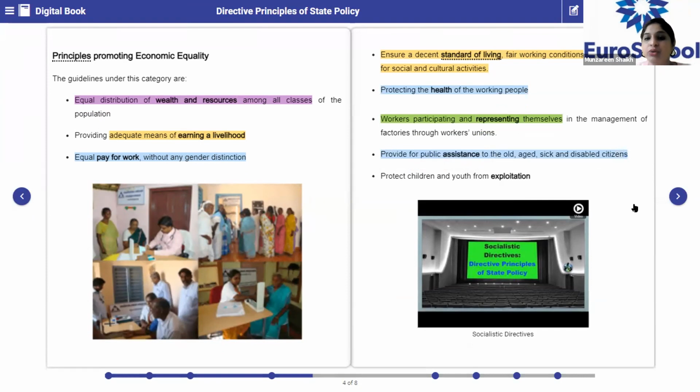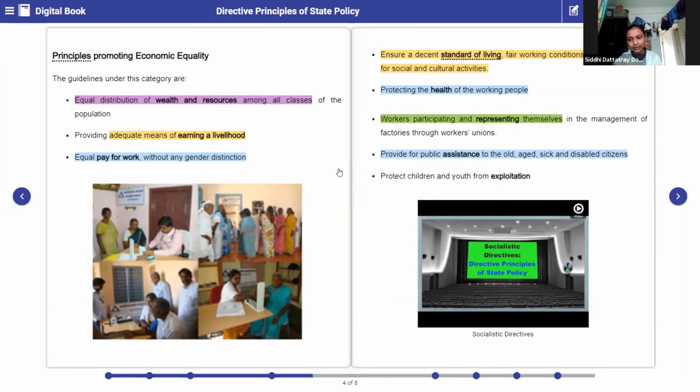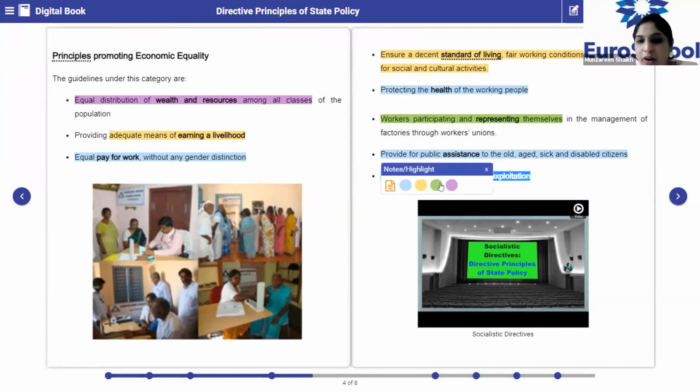Protect children and youth from exploitation. I had explained this in the previous class. Do you know what the word exploitation means? It means we cannot make young children and youth work in factories and industries because that is the age for them to learn. Child labor, correct. That is one example of being exploited. So underline this. I hope you understood, children. She explained with an example.